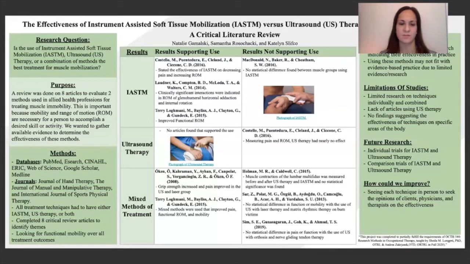The bottom section talks about mixed methods of treatment. In the bottom left box, these articles examining mixed methods of treatment found statistically significant improvements in strength when using therapeutic ultrasound with laser therapy, and improvements in pain, range of motion, and mobility when using IASTM with other methods of therapy such as therapeutic exercise and ice massage. The bottom right box talks about other mixed methods such as ultrasound therapy with IASTM, ultrasound with laser and matrix rhythmic therapy, and ultrasound with orthosis and nerve gliding tendon therapy, and none of those provided any statistical difference in function or mobility.